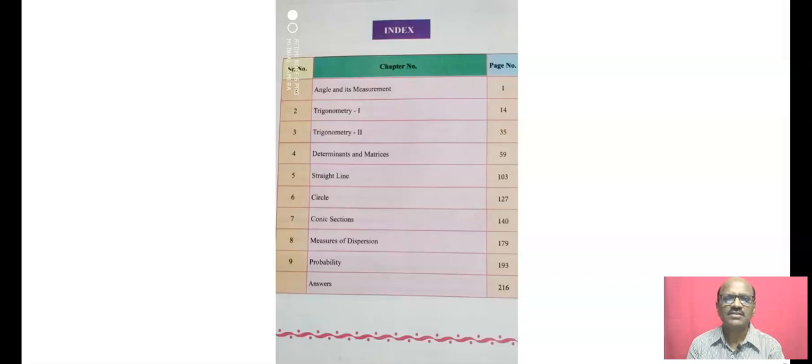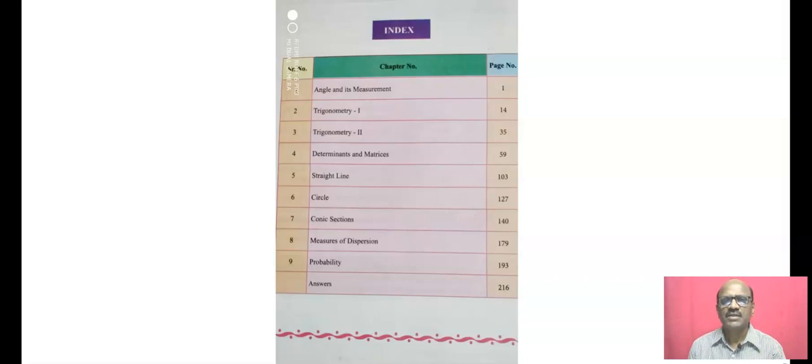Trigonometry 1, trigonometry 2, determinants and matrices, straight line, circle, conic section. In conic section we will learn the parabola, hyperbola and ellipse, and statistics, chapter number 7, measures of dispersion, and probability.